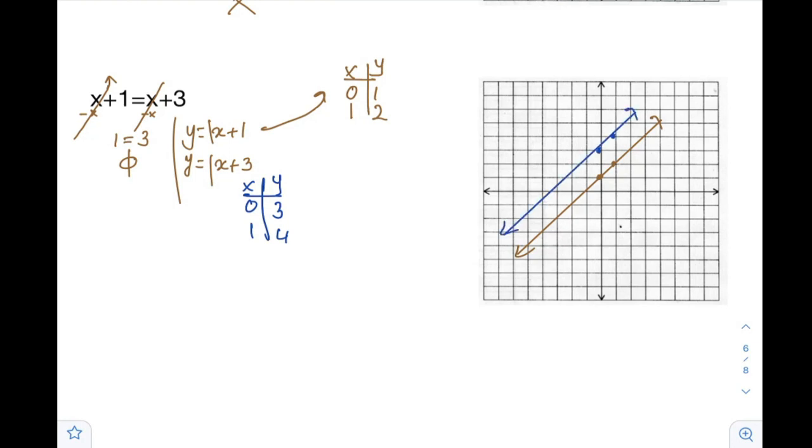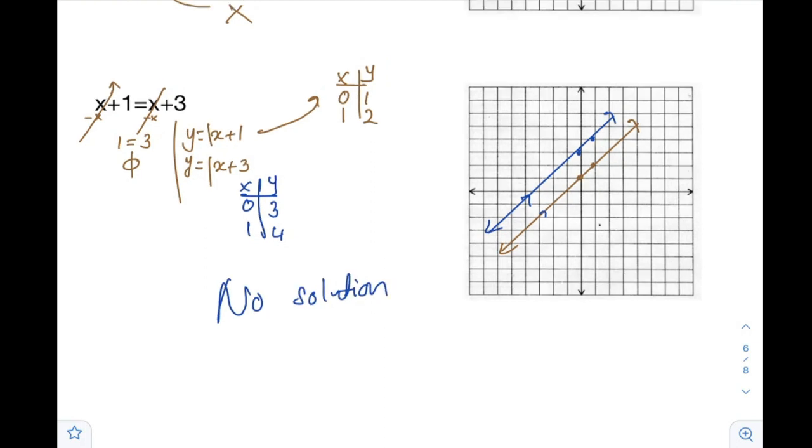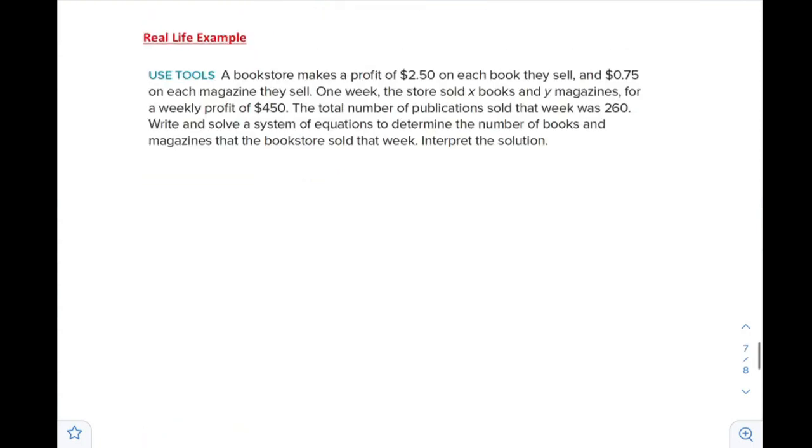And we should expect that they are parallel lines. فعلا parallel lines, so we have no solution. يعني in all cases, يعني you train yourself that you can guess, expect the solution without graphing as well. Brilliant. Now, real life example.